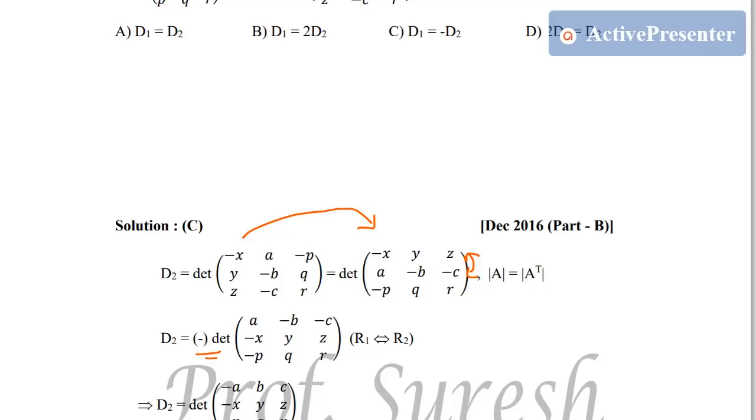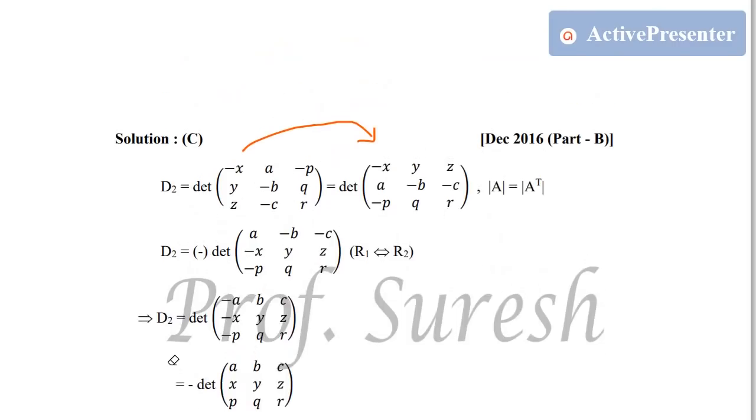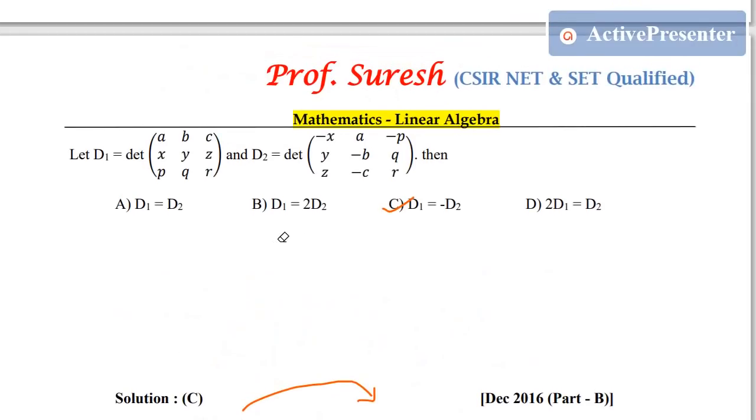So, that is equal to again, from the first column take minus outside. This will become minus the determinant of this matrix. So, this is nothing but D1. So, minus D1. See the options, we don't have D2 equal to minus D1.